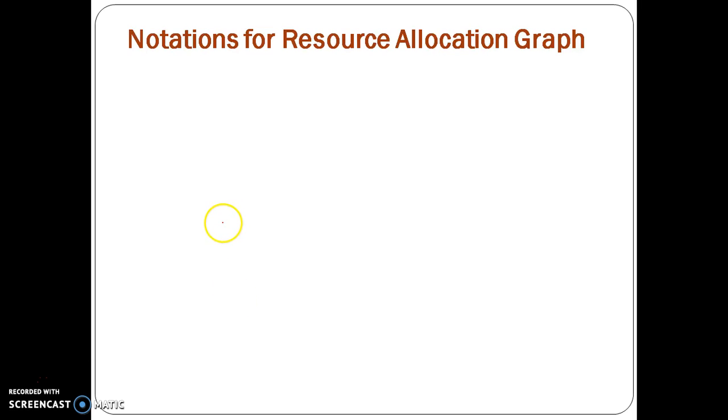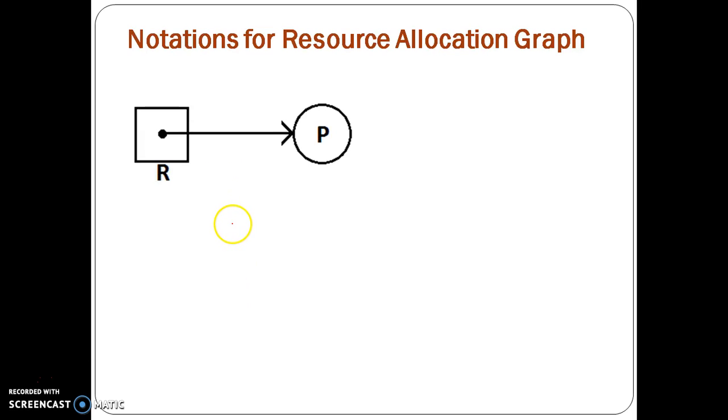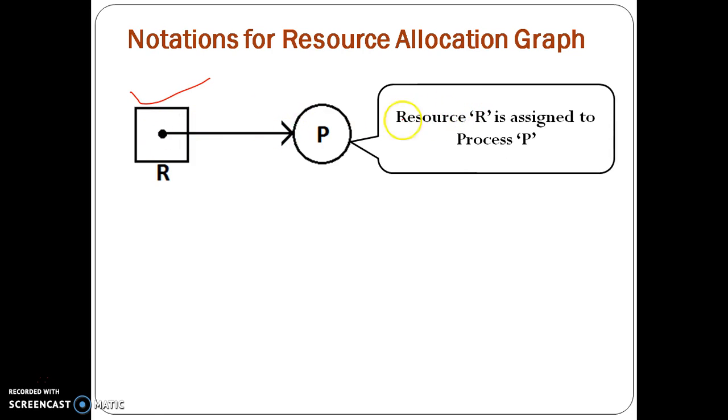And the most critical notation in a resource allocation graph is the direction of arrows. In this notation you can see the direction of arrow is from resource to process. It means a resource R has been assigned to process P. It means process P is right now accessing this resource R.